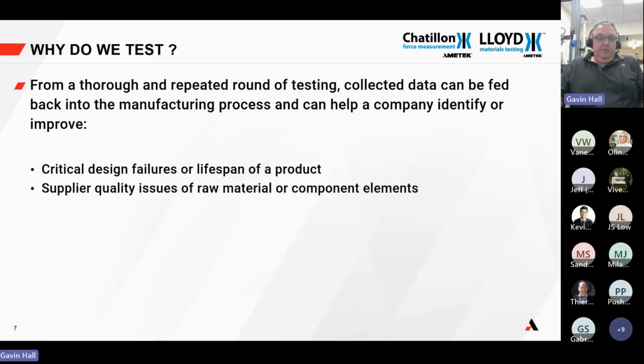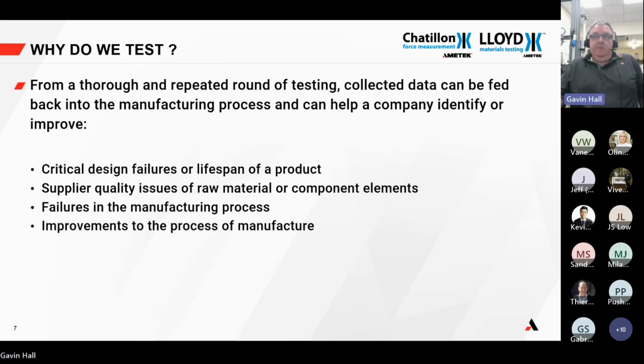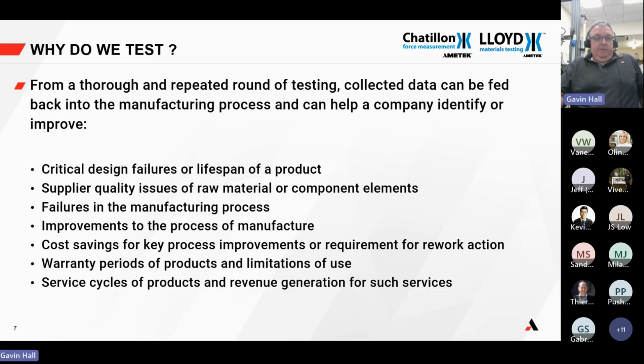any supplier quality issues of raw material or component elements, failures in the manufacturing process, improvements to that process of manufacture, continuous improvement, and quite importantly, cost savings for key process improvements, where we know a requirement for rework action can be very expensive. It helps to define warranty periods of products and limitations of use, and then help to generate revenue for service cycles and service periods post-sale.